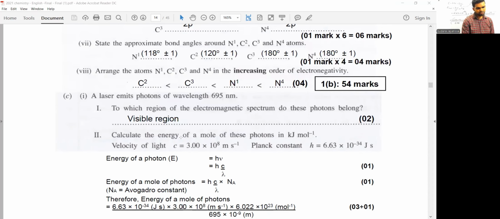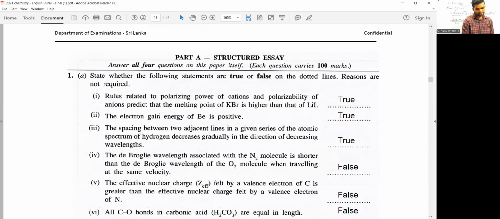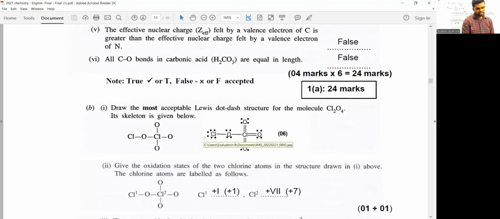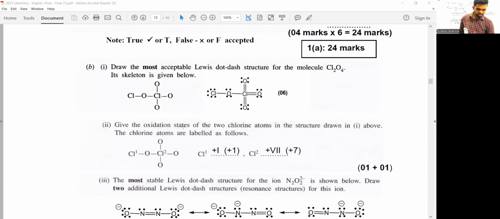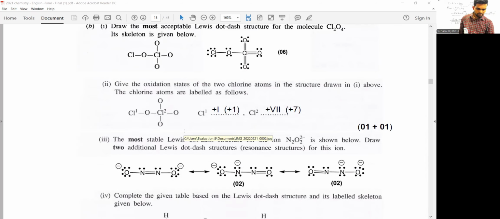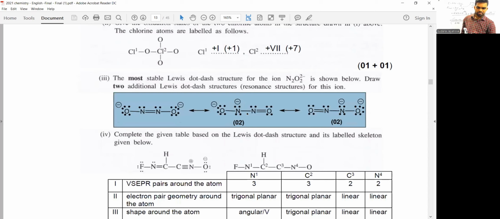And these are the answers for the rest of the things. Look at this: true, true, true, false, false, false. We got that one correctly. And here they are accepting ticks or T's, but anyway, write true. And then see the Lewis structure, oxidation numbers. Use the +1, +1 and +7 numbers. Don't use these Roman numerals, even though they have given them.